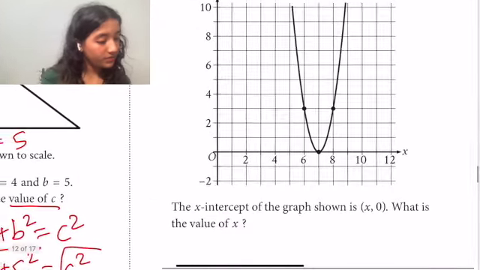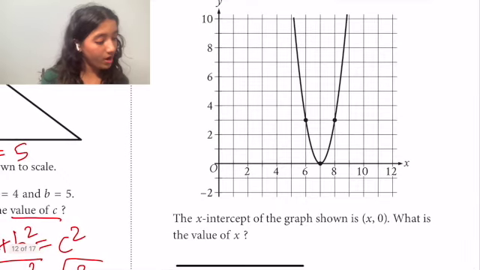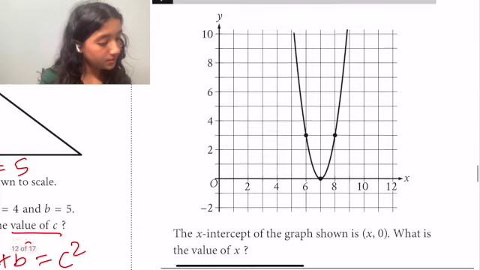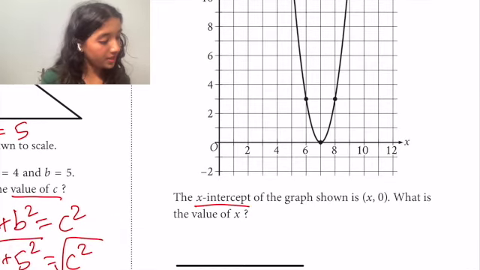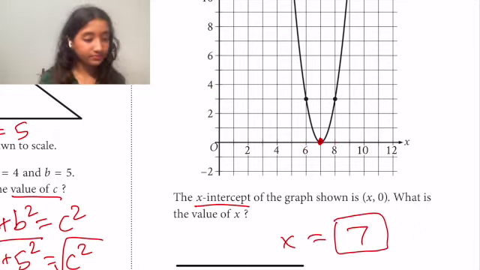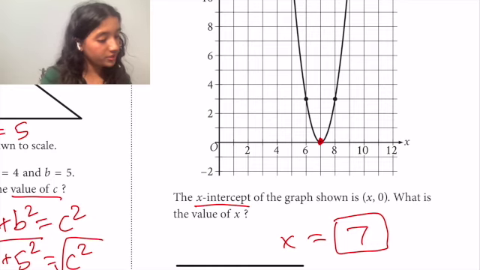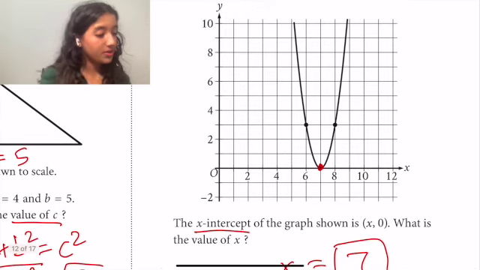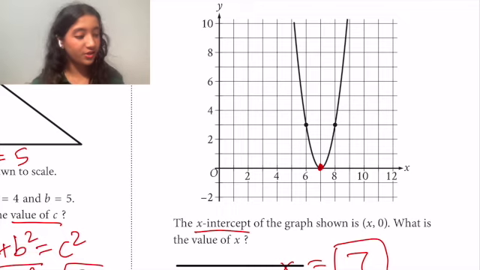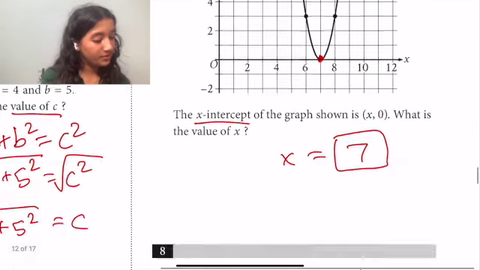For number 7, we're given a graph here, and it says the x-intercept of the graph shown is x, 0. What is the value of x? So the x-intercept it's telling us is when y is equal to 0. So that'll be along the x-axis. And we know that there's only one point, and that's right between 6 and 8. So that's x equals 7. If you wanted to double check this, you could always find the expression for the parabola and plug in points, but that'll be much more confusing.